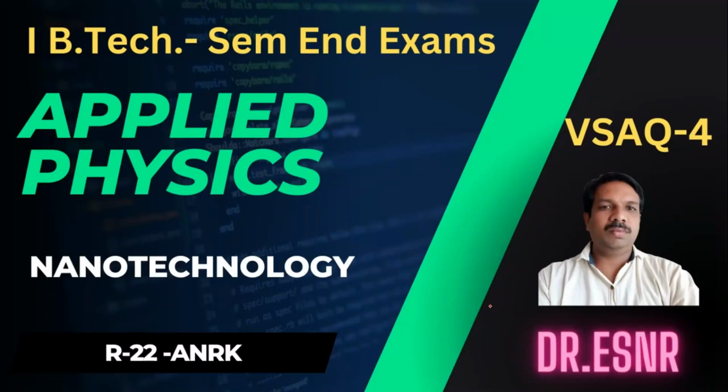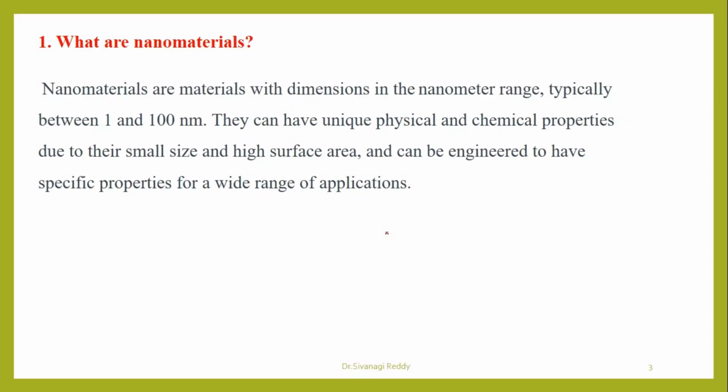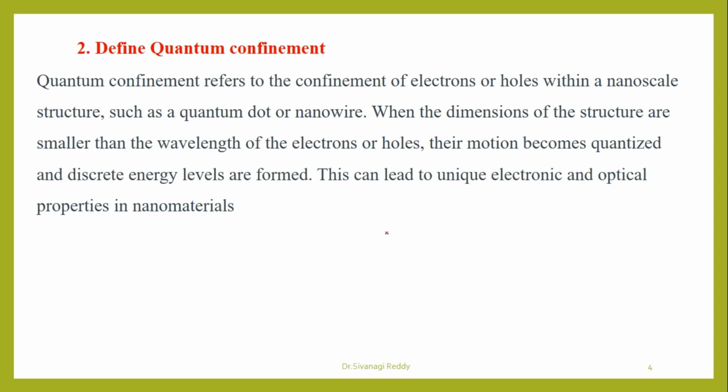Very short answer questions from nanotechnology. What are nanomaterials? Nanomaterials are materials with dimensions in the nanometer range. Typically, if it is between 1 to 100 nanometers, those materials we call nanomaterials. Then what do you mean by quantum confinement? It is the confinement of electrons or holes within a nanoscale structure like a quantum dot or nanowire. When the dimensions of the structures are smaller, on the order of the wavelength of the electrons or holes, their motion becomes quantized and discrete energy levels are formed. That's what we call quantum confinement.